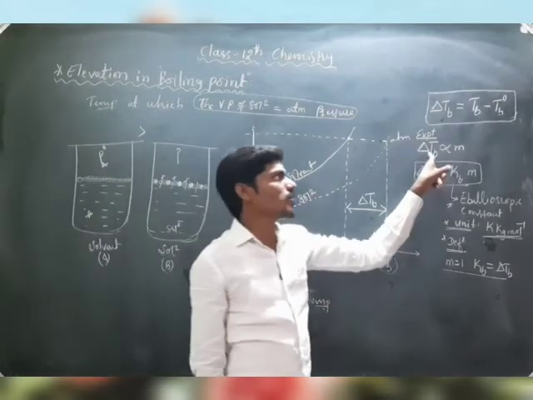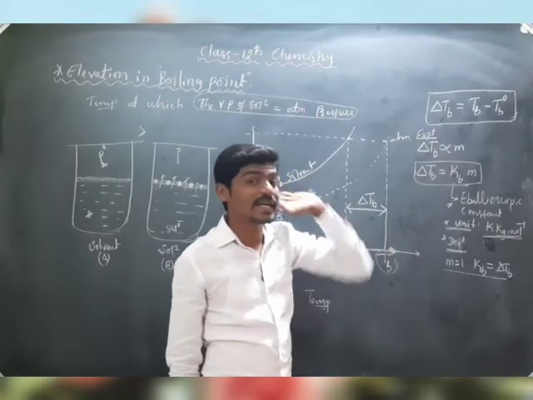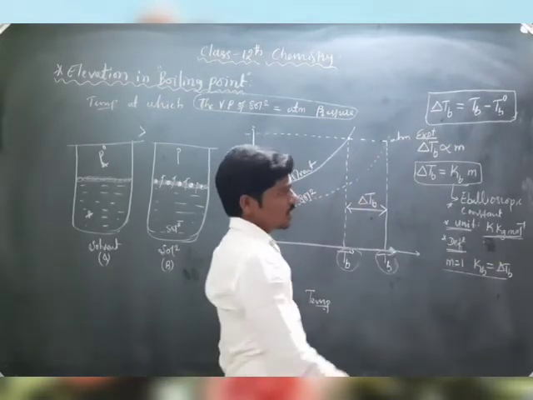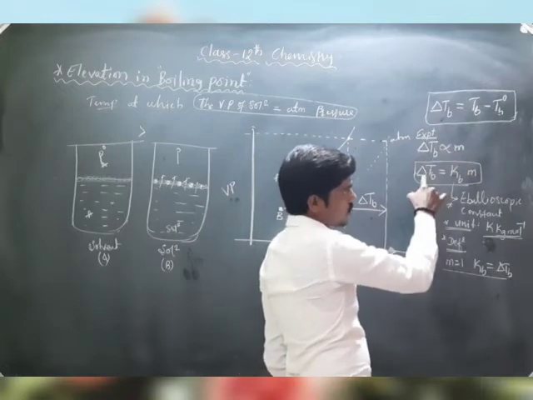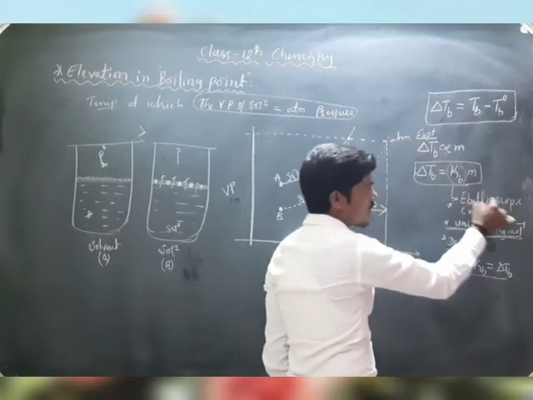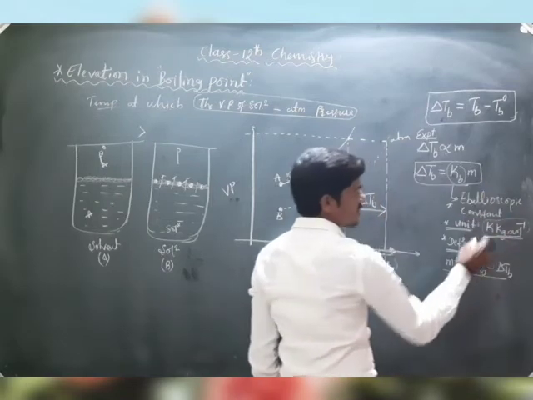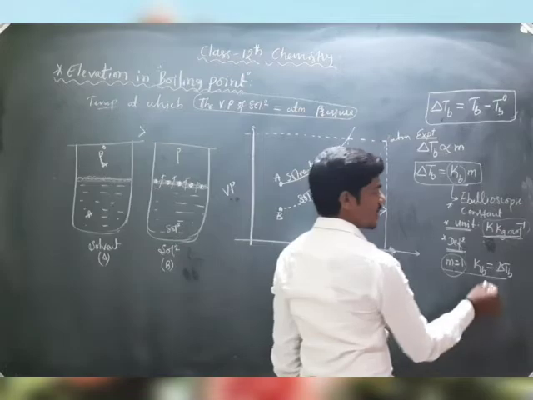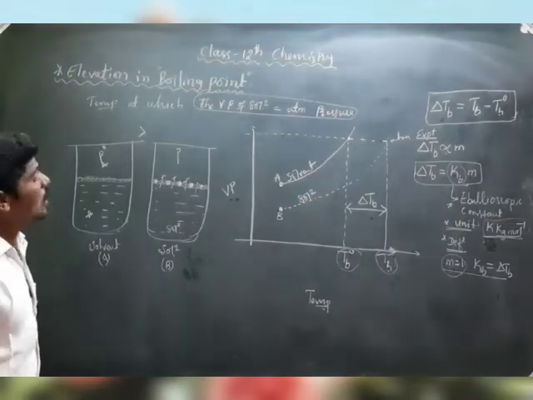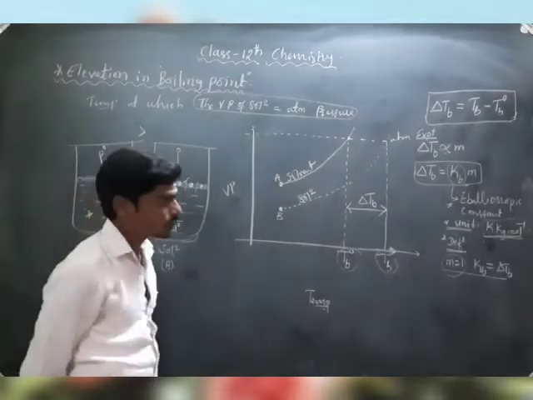And this elevation in boiling point experimentally depends on molality, not molarity, not capital M, it is a small m. So delta TB is equal to Kb into m, where Kb is the proportionality constant called the ebullioscopic constant, and its unit is Kelvin kg per mole. Its definition is, for a 1 molar solution, Kb is equal to delta TB. This is the definition of molar elevation in boiling point, right?